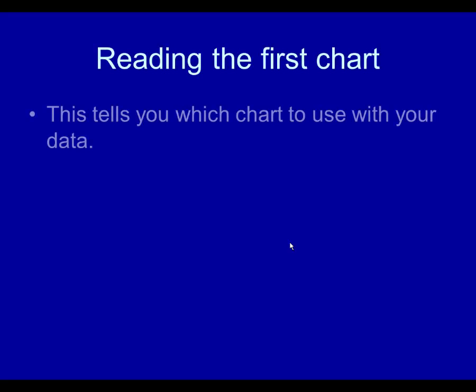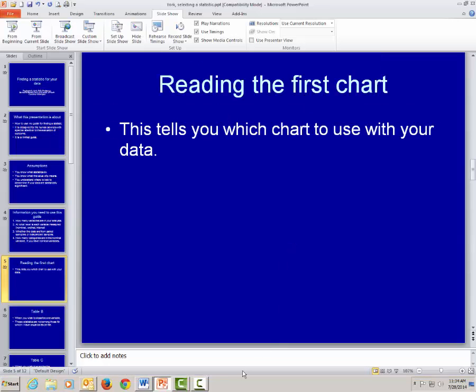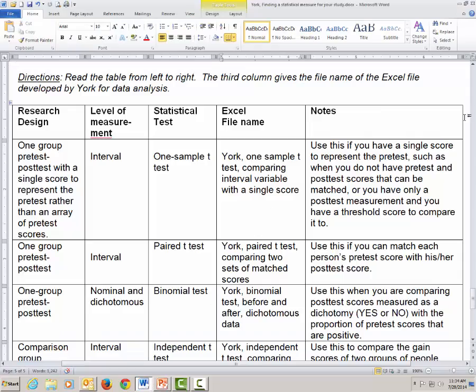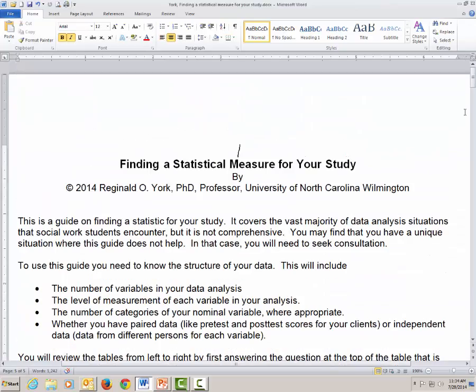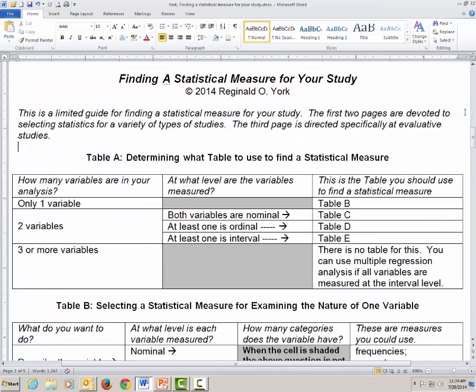Let's talk about reading the first chart. This tells you which chart to use, and then we'll move on to the other charts to be used here. Let's go back to the beginning. That should be helpful. Finding a statistical measure for your study is the very first chart. That's table A.